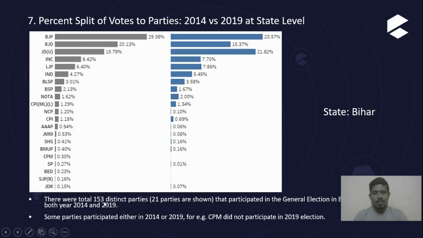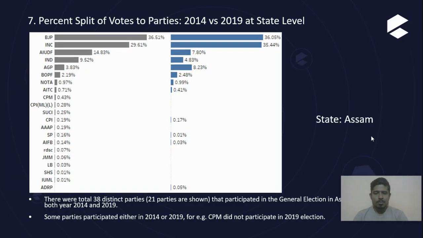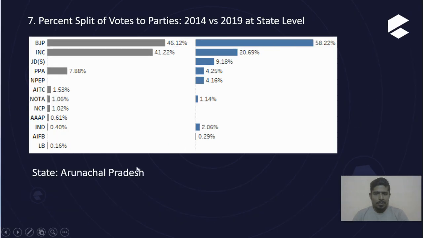So there were a total of 153 distinct parties in Bihar that participated in the general election in 2014 and 2019, out of which only 21 are shown here. Okay, considering one more example of percentage split of votes at state level, considering the state Assam. In Assam also, we are able to see that BJP and INC are the top two political parties. Considering one more example of Arunachal Pradesh state, here also BJP and INC are the top two national parties.